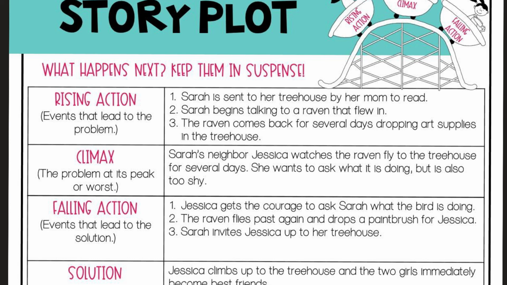Okay? The falling action, the events that lead to the solution. Jessica gets the courage to ask Sarah what the bird is doing. The raven flies past again and drops a paintbrush for Jessica. Sarah invites Jessica up to her treehouse. And then the solution is that Jessica climbs up to the treehouse and the 2 girls immediately become best friends. Okay, this is what happens in the story plot.